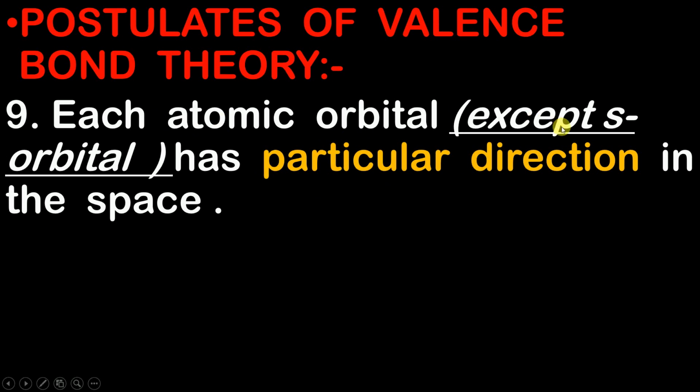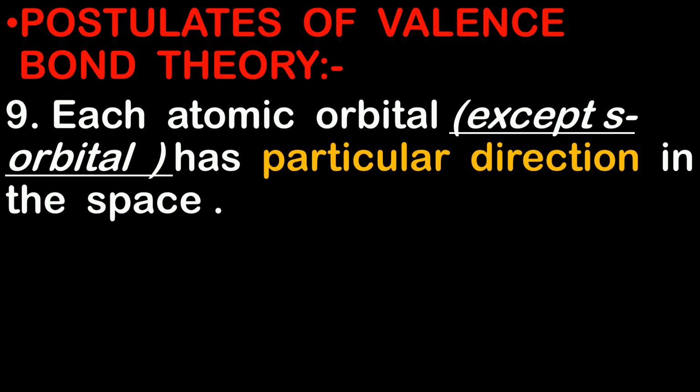And except for the s orbital. Why the s orbital? Because the s orbital is spherical in shape, and since it is spherical in shape, it is equidistant, it is distributed in equal amount in each direction, x, y, z. Therefore it does not have a particular direction. The s orbital does not have a particular direction. Only p, d and f orbitals have a particular direction.